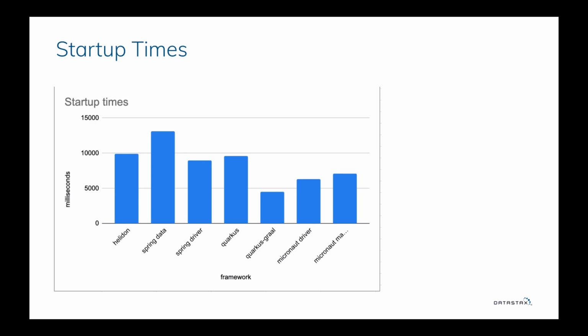The startup times are reflecting that. The Quarkus Graal startup time is almost 3 times faster than Spring Data. Other frameworks look similar. The Micronaut is a bit faster than Spring, Helidon, and Quarkus without Graal.